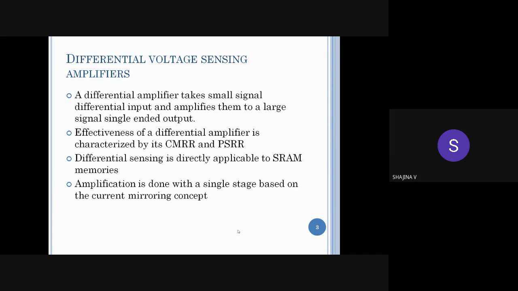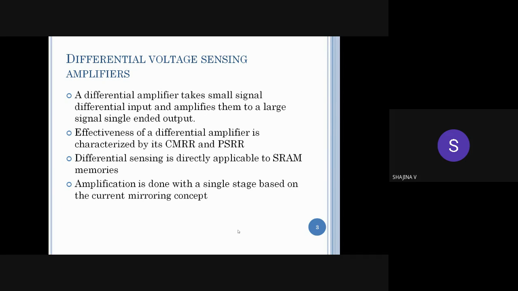That means if noise is present at the input, the circuit suppresses the noise, so at the output there will not be any noise. The ability to reject this common noise signal is defined by the common mode rejection ratio. If CMRR is high, the rejection will be more. So we can say it can reject more noise signals. If CMRR is high, more noise can be suppressed.